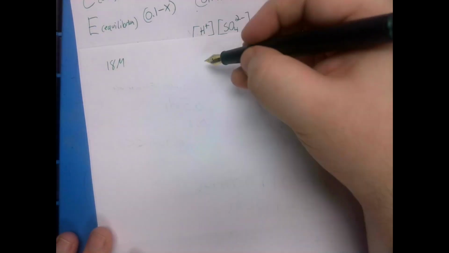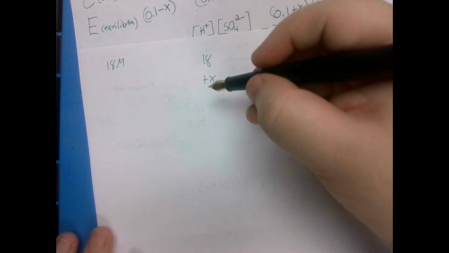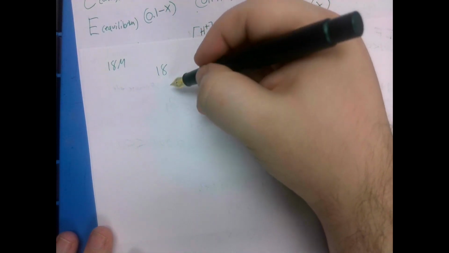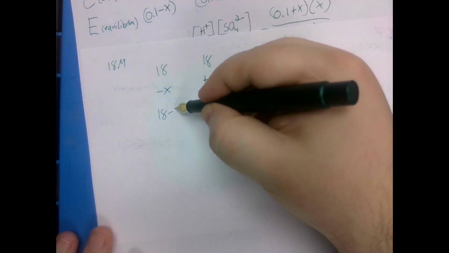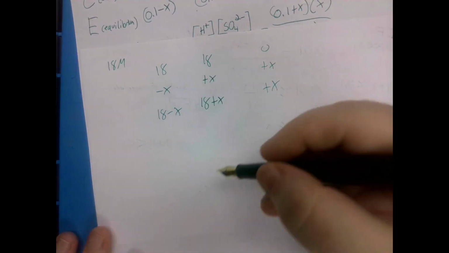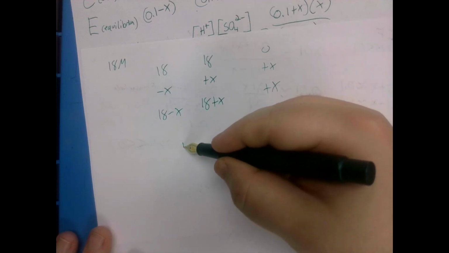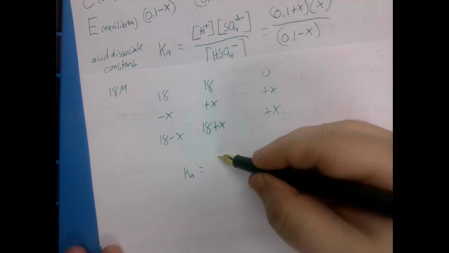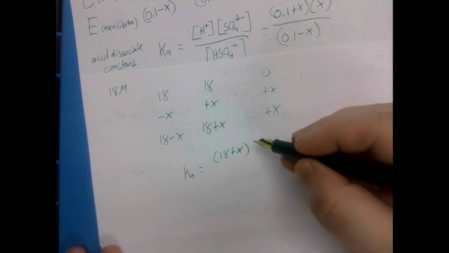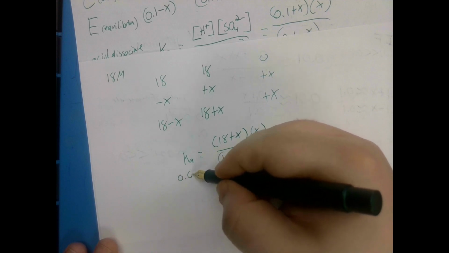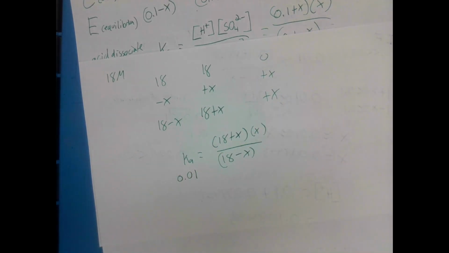So that means our change, we'd start out with 18. We'd add an x, and we get 18 plus x here. We'd start out with 18 moles of this and subtract x to get 18 minus x. And it doesn't matter for the other one. So, for Ka, I get 18 plus x times x divided by 18 minus x. And our Ka was 0.01. Having my calculator solve that real quickly.